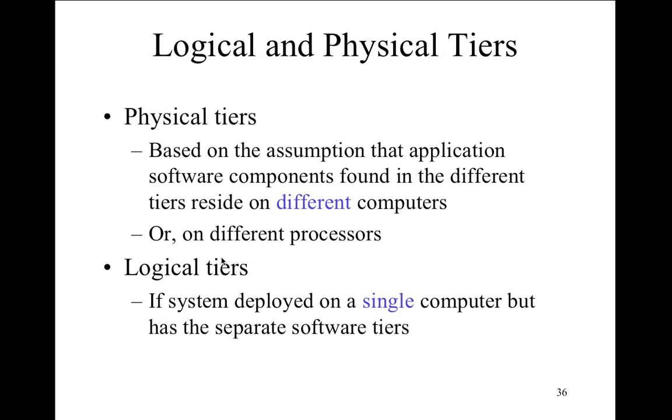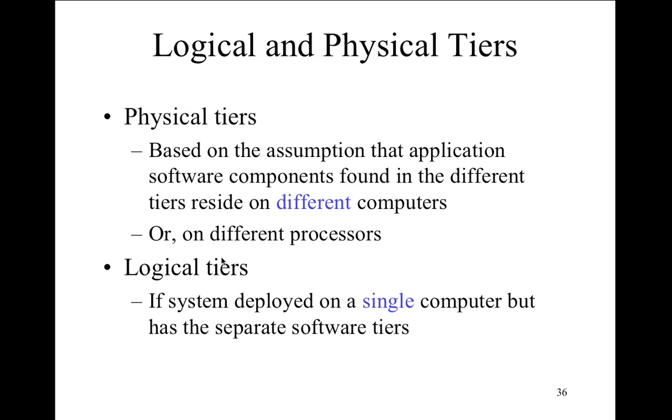Then we have the separation of the logical and the physical tiers in this architecture. The physical tiers are based on the assumption that the application software components are found on different tiers that reside on different computers. Physical refers to the actual hardware of the computer, or the processors, which is interesting because we can have one piece of hardware with multiple processors running multiple applications on the different processors associated with it.